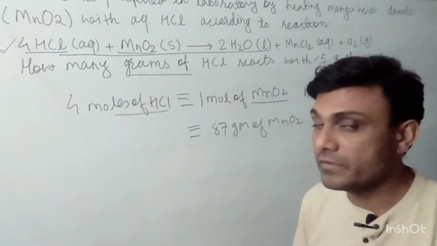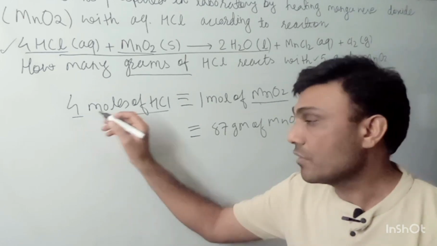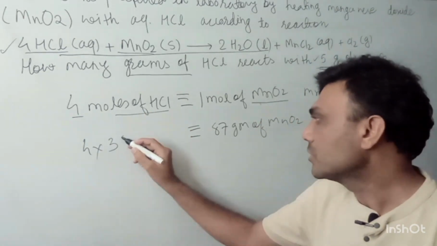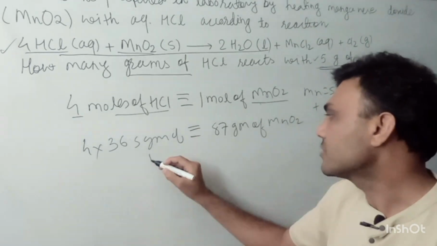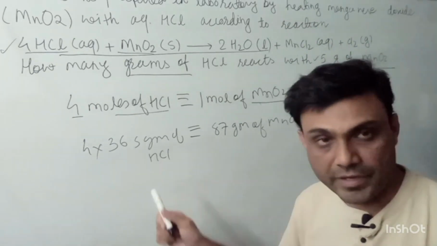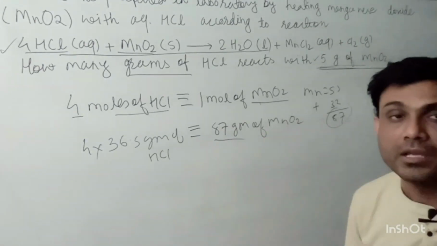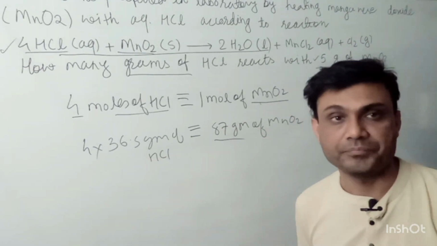So molar mass of HCl is 35.5 plus 1, that is 36.5. There are 4 moles, that means 4 into 36.5 gram of HCl. That means 4 into 36.5 gram will react with 87 gram of MnO2. Okay, this is equivalent mass.